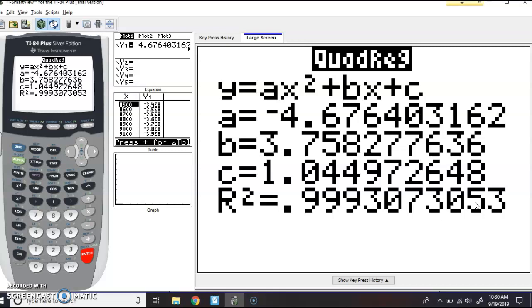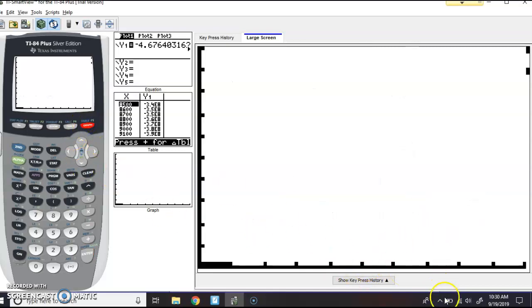Okay, so we have negative 4.676 x squared plus 3.758 x plus 1.045 for our S of t. I'll write that out on the next screen in a second. So that would be an excellent quadratic fit. We could go ahead and graph that to compare them.